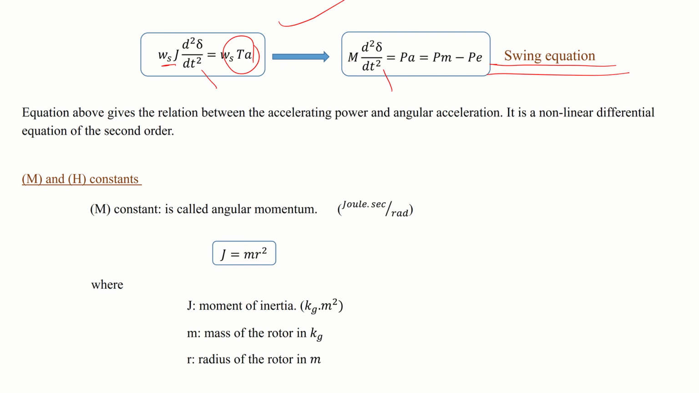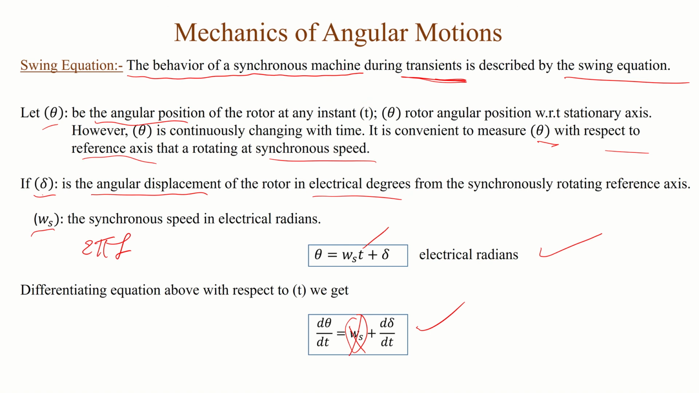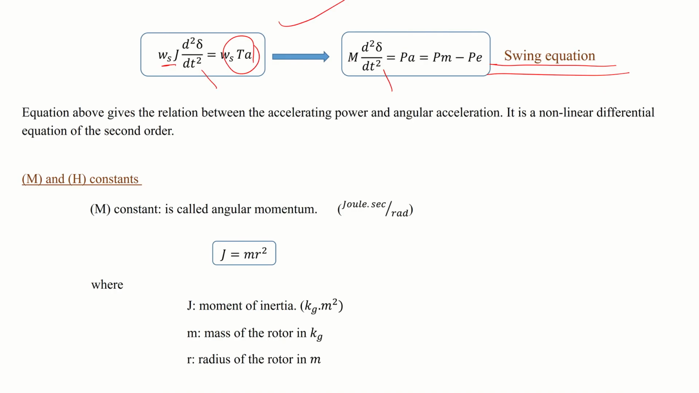So we know the definition of the swing equation. What does it mean? It is the behavior of a synchronous machine during the transient state. The equation is the angular moment M multiplied by the second derivative of angular displacement equal to acceleration power, which represents the mechanical power minus electrical power. It is the relationship between the acceleration power and the angular acceleration, which is a nonlinear differential equation of the second order.